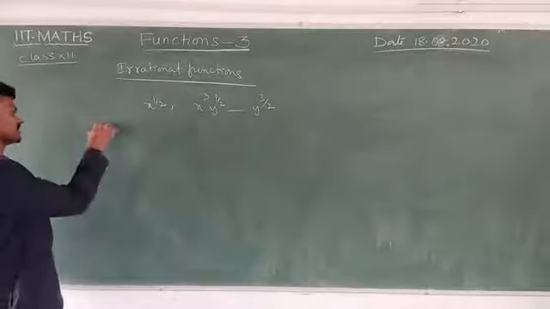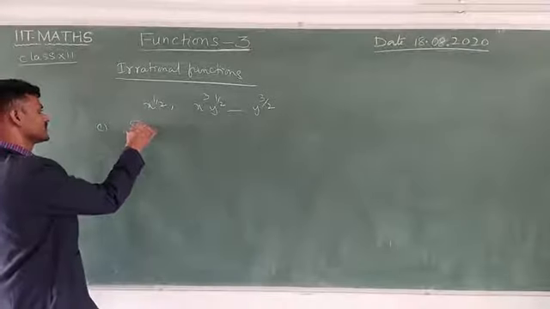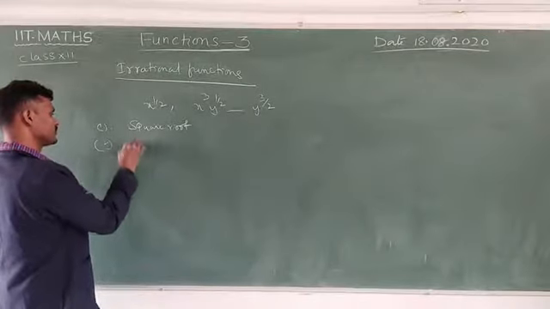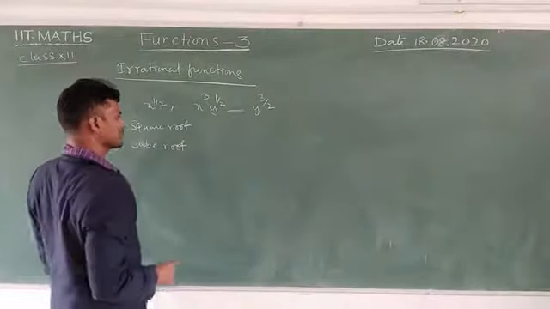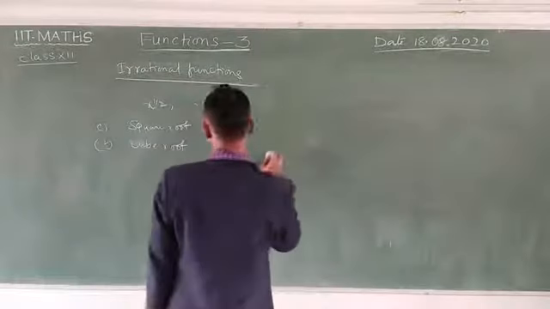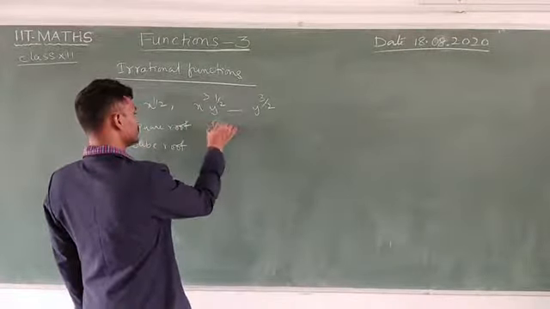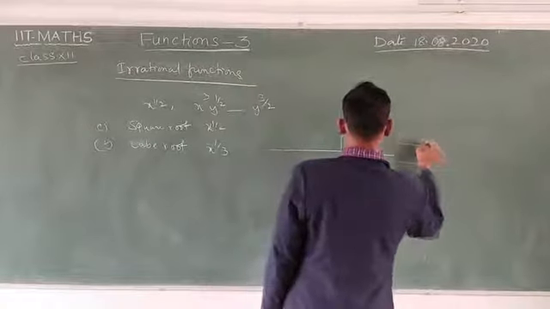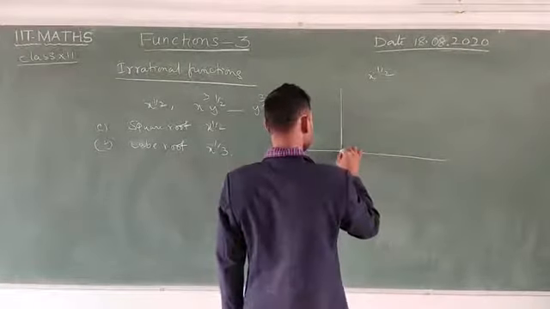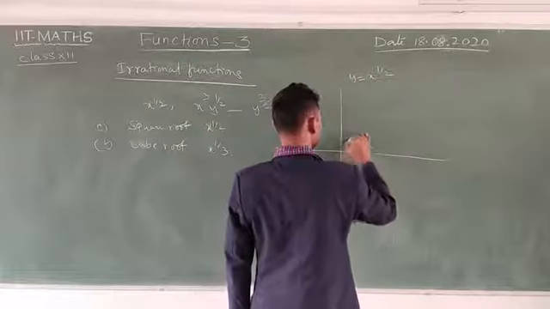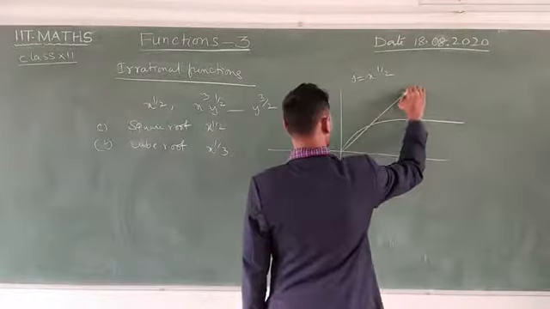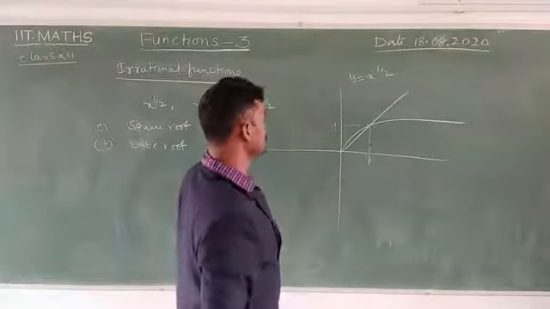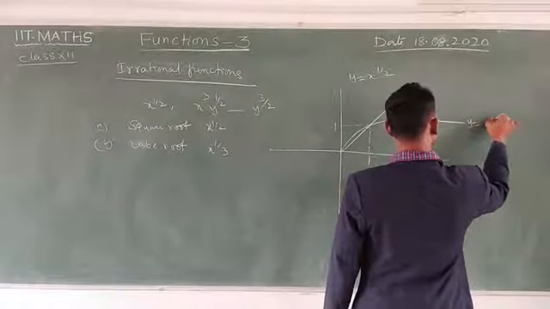But we have to discuss here the square root irrational function and the cube root irrational function. Okay, now see here, square root irrational function means x to the power of 1 by 2, and cube root means x to the power of 1 by 3. Now first we see x to the power of 1 by 2. This is y is equal to x to the power of 1 by 2.